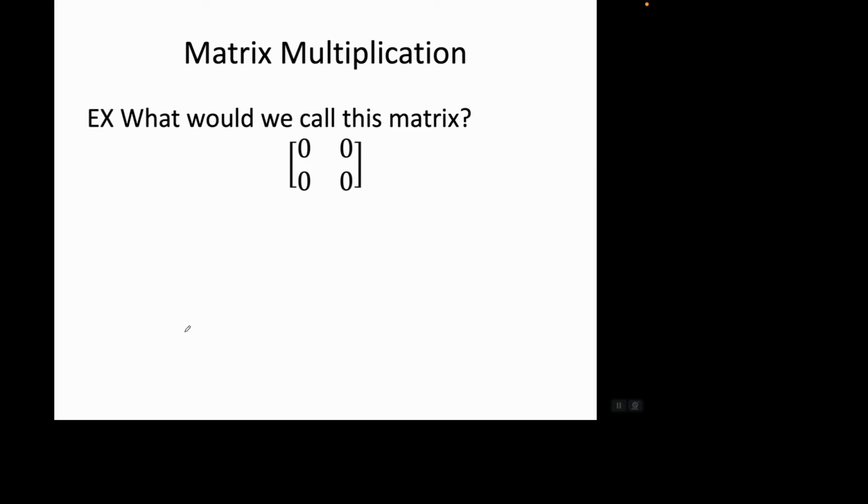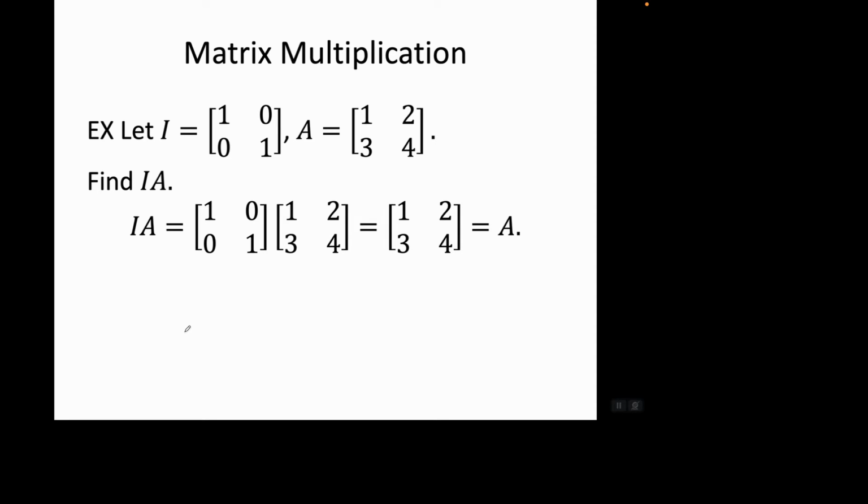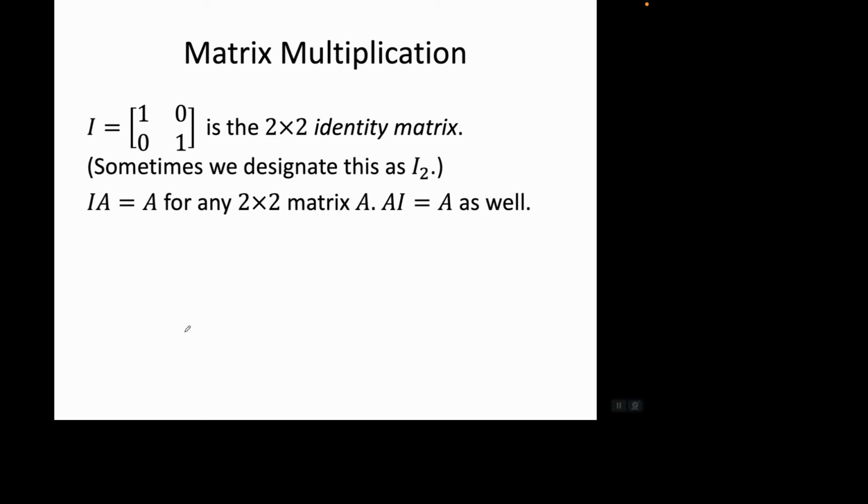What would we call this matrix? It's called the zero matrix, and we just denote it with a 0. Let I equal 1, 0, 0, 1. A equals 1, 2, 3, 4. Find IA. When you multiply these together, you find that IA is the same as A. That's why I gave this name I to the matrix. I is the 2 by 2 identity matrix. Sometimes we designate this as I2. IA equals A for any 2 by 2 matrix A. AI equals A as well.